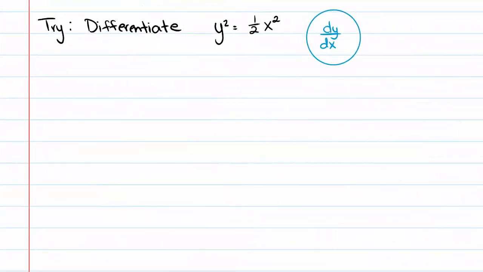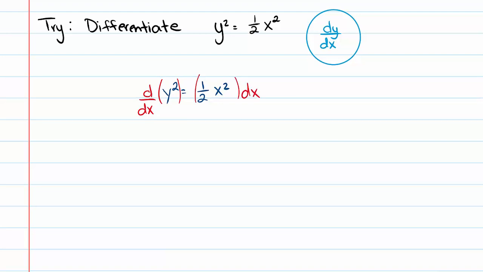Okay, so you've got your answer now, and it's dy/dx equals something. Let's work it out and make sure we got the right answer. So we have y squared is equal to 1/2 x squared. Remember, we're going to take the derivative of each side in terms of x. So we take d/dx of both sides, the derivative with respect to x.